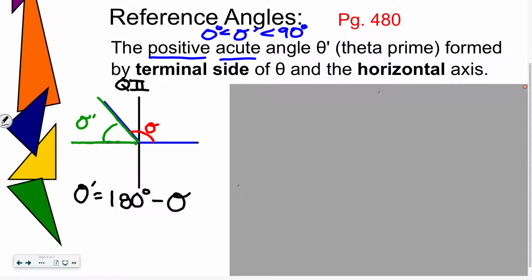Now, what would you change about that if I gave you one in radians? So 120 degrees in radians is 2 pi over 3. Jet, what would you write instead of 180 minus theta? Pi minus theta, because it's just a straight substitution for 180, right? We know 180 is equal to pi. So it'd just be pi minus theta.